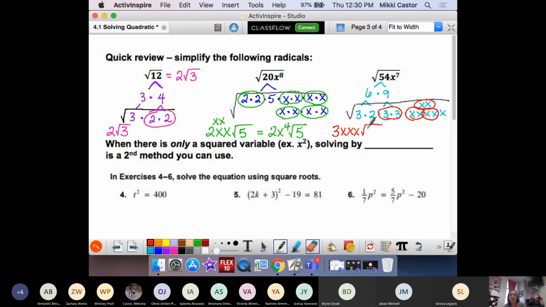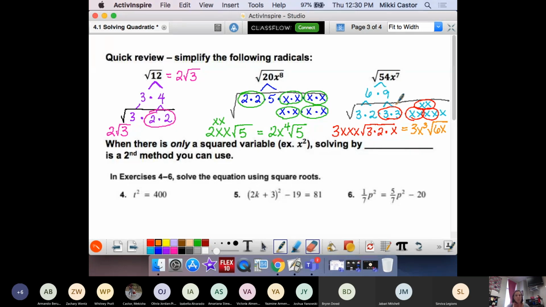All right, what's left in the house is a 3 times a 2 times an x. This little guy right over here that was by himself. All right, if we clean all of that up, 3 times x times x times x would be 3x cubed. 3 times 2 times x would be 6x. So that's what the square root of 54x to the 7th would simplify down to.